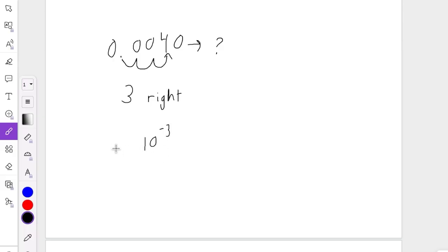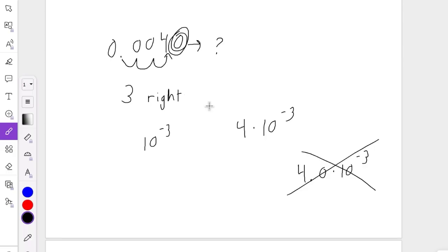So the final answer is going to be 4 times 10 to the minus third, or you could write 4.0 times 10 to the minus third. It's technically the same number. The reason why I don't like 4.0 is because I added in that 0 myself. It was not in the original problem. This is the better answer.